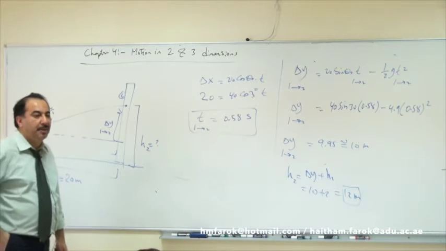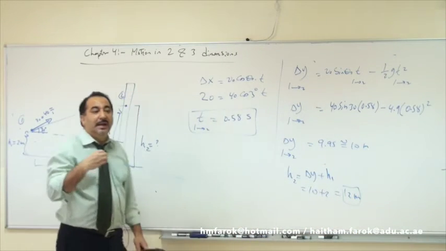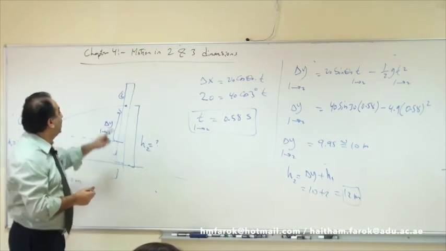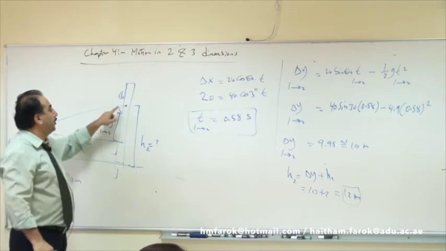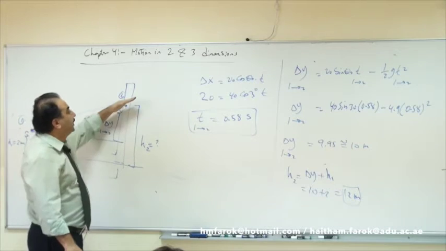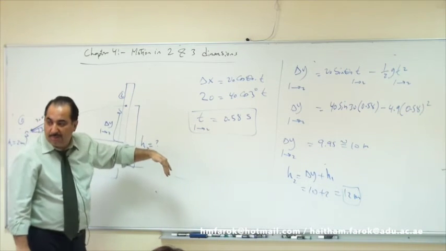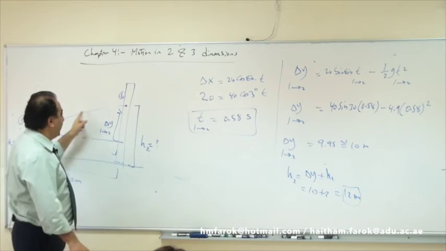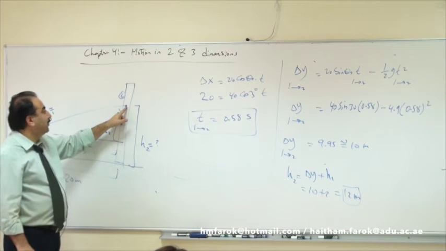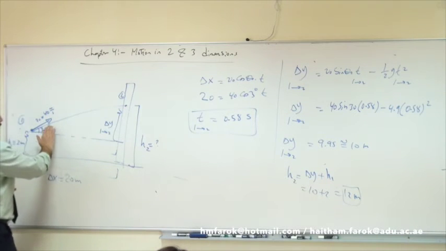What is part B? This is part B. Listen, I'll explain this part. Part B says when the arrow hits the wall, was it still going up or is it on its way down? Now you might think here, by looking at the diagram, that this is the maximum. No, this is not the maximum. Look, I'll redraw it for you.